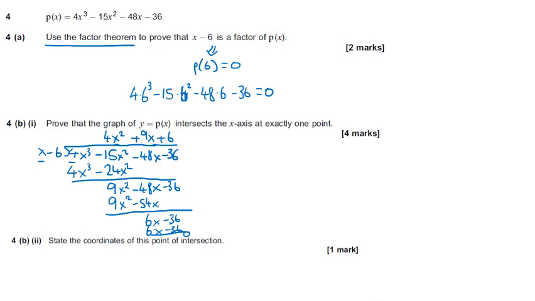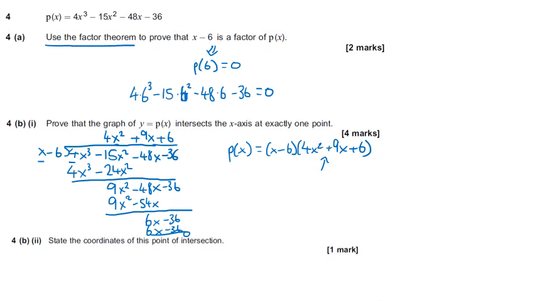And what we see is that when we do that final step, we get 0 remainder. So that's just a bit of confirmation that what we did in part A was correct. Okay, if we got a remainder there, we've done something wrong at some stage. So the polynomial can now be written as that factor, x minus 6, times the quotient there, which was 4x squared plus 9x plus 6.